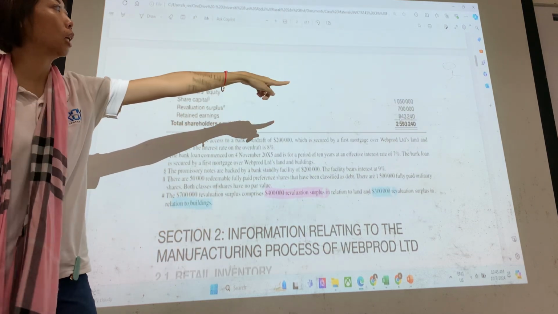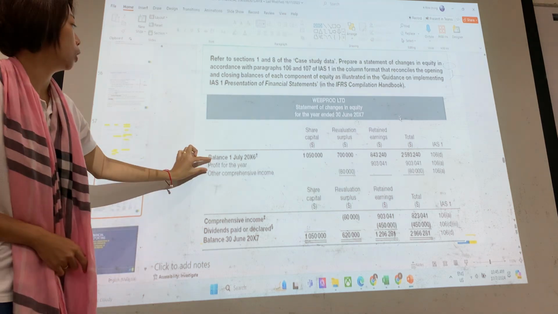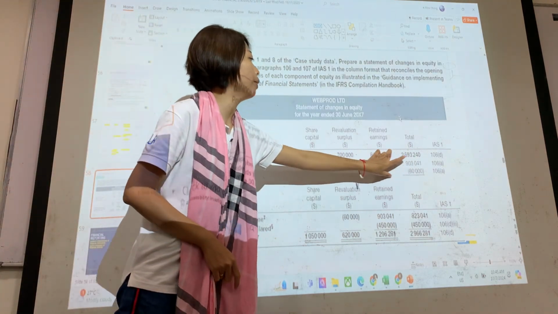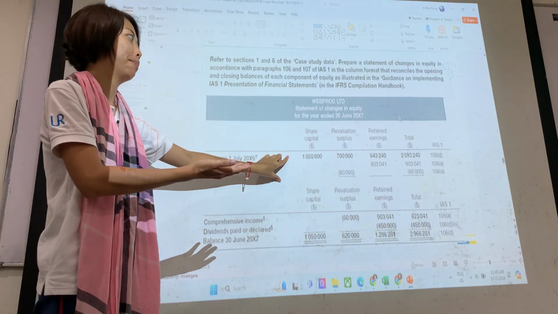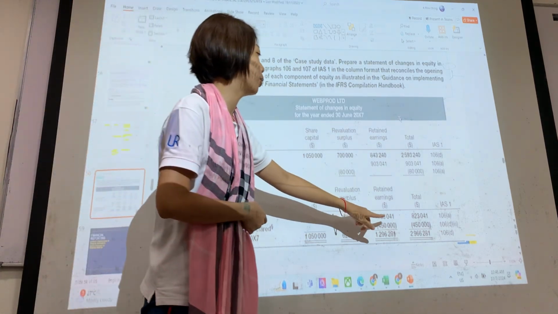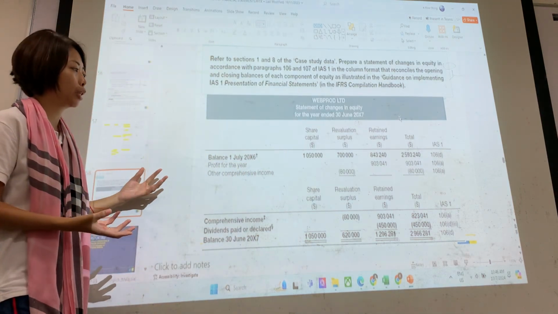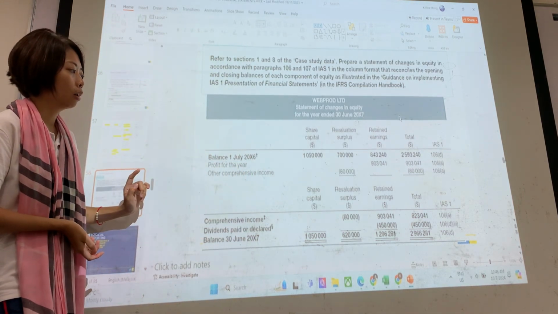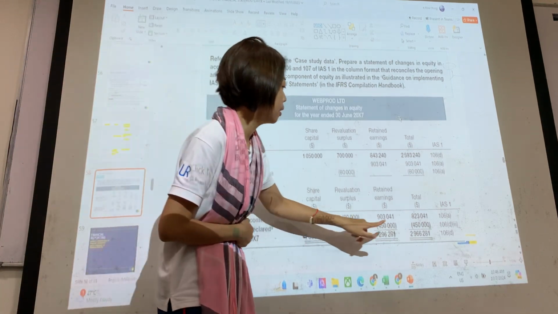You copy from here. Then the second row is the movement. You copy from your statement of profit or loss and OCI that you have just completed. And then dividend you calculate on your own: how many shares times how many cents per share. Then you write it there. After that, you sum them up. This is equal to this.